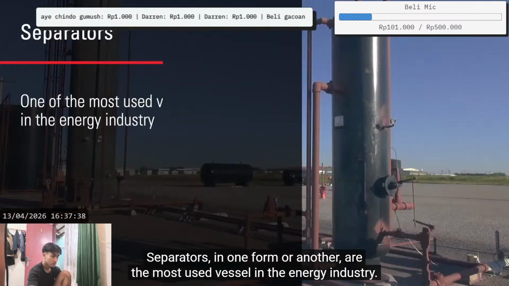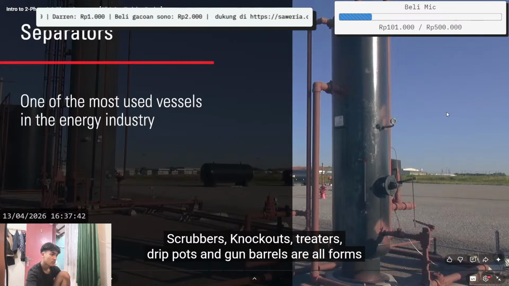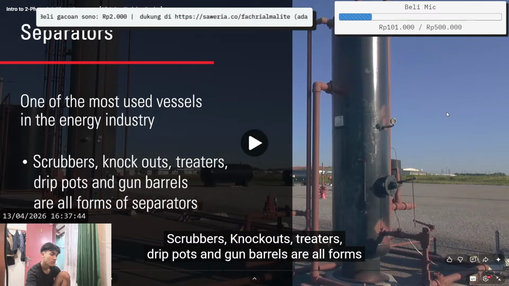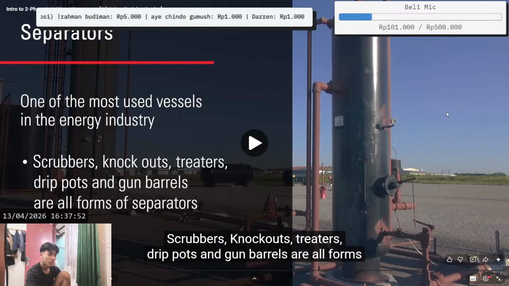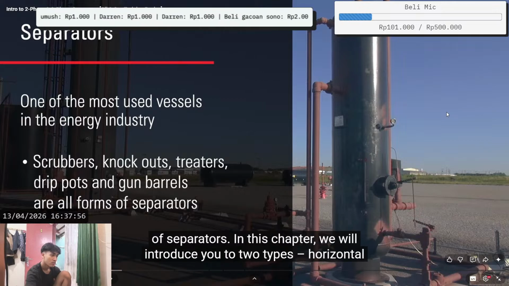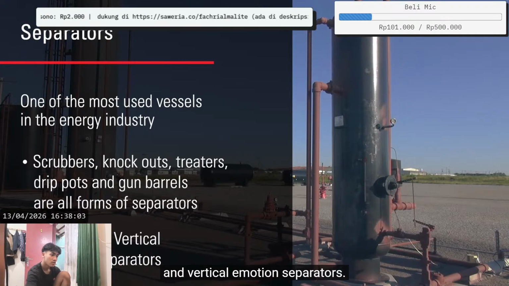Separators in one form or another are the most used vessel in the energy industry. Scrubbers, knockouts, treaters, drip pots, and gun barrels are all forms of separators. In this chapter, we will introduce you to two types, horizontal and vertical emulsion separators.